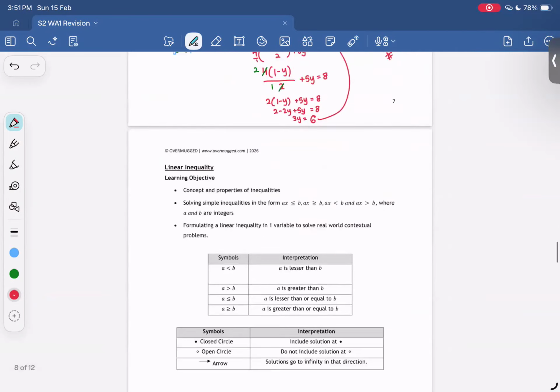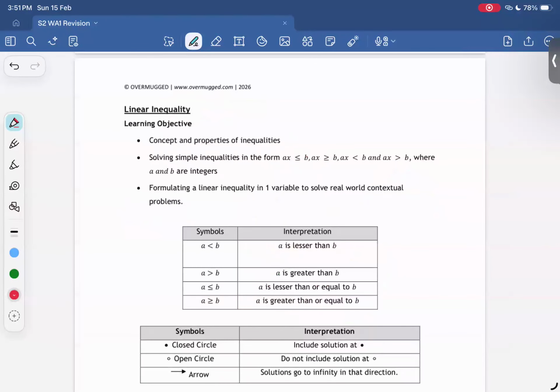Now, if you realize, we have accomplished simultaneous equations. Simultaneous equations is not a complicated topic actually. So I hope you guys are a bit more confident based on the questions that we've done so far. If you have more questions about simultaneous equations, do let me know.